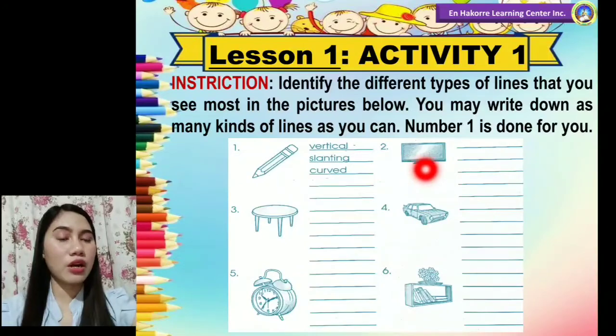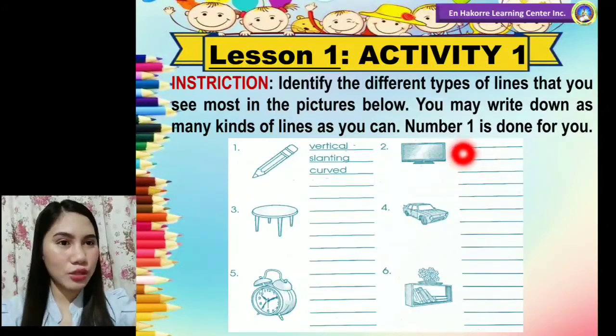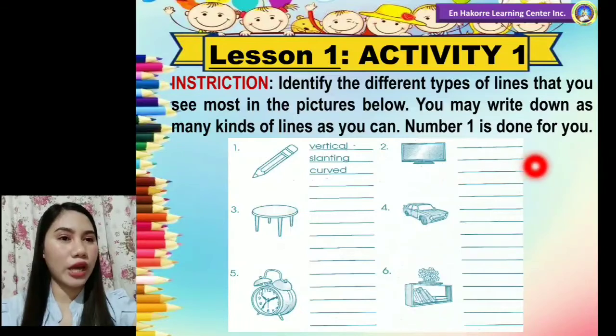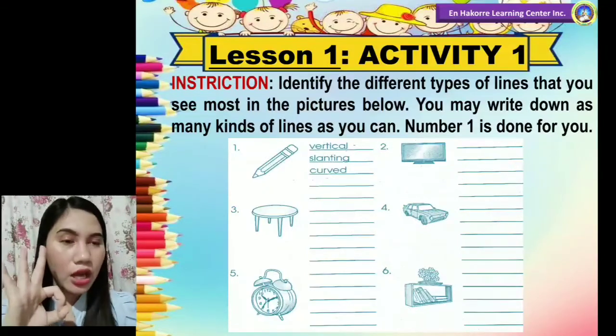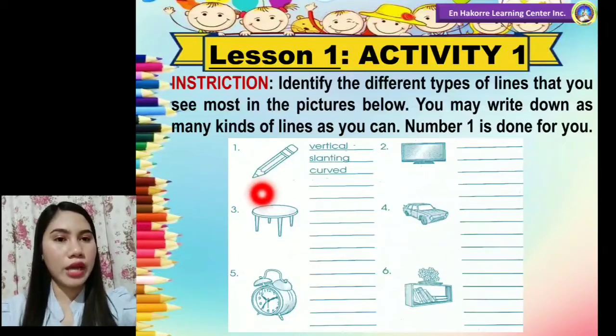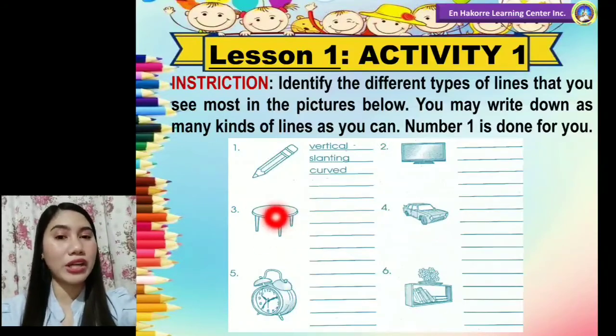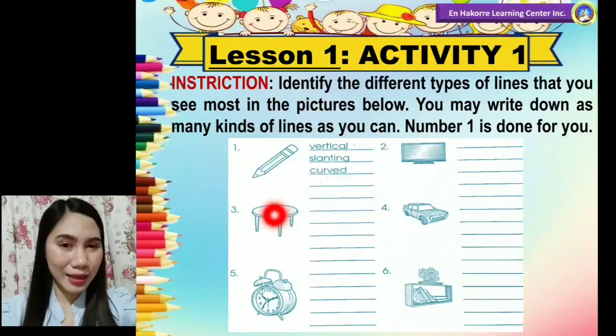For example, number 2 is a TV. What do you think are the lines present in the television? Please write 3 kinds of lines on each object. Next, number 3, kindly write the answer only, okay? Number 3 is a circular table. Since you have a table, what do you think are the lines present in the table?